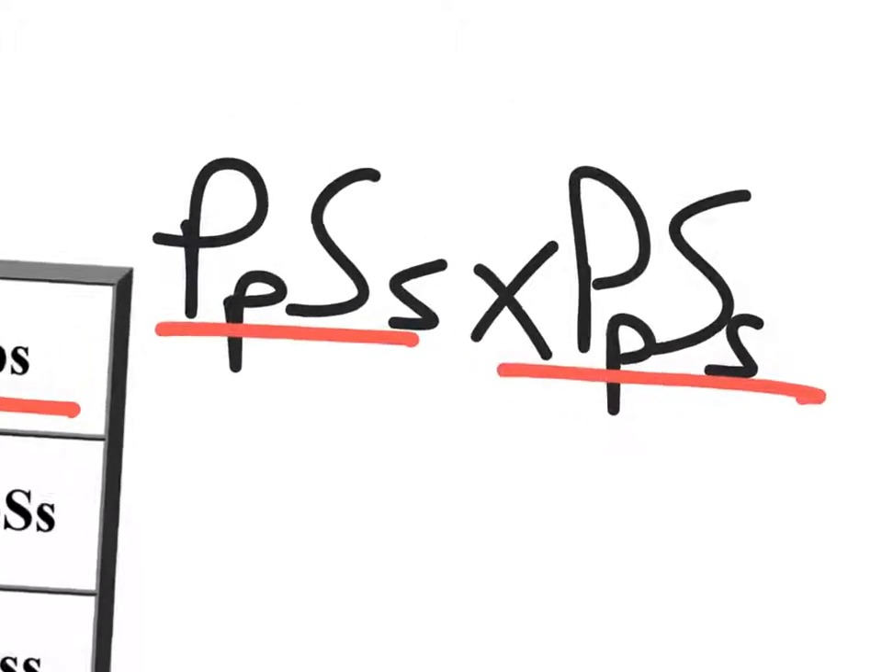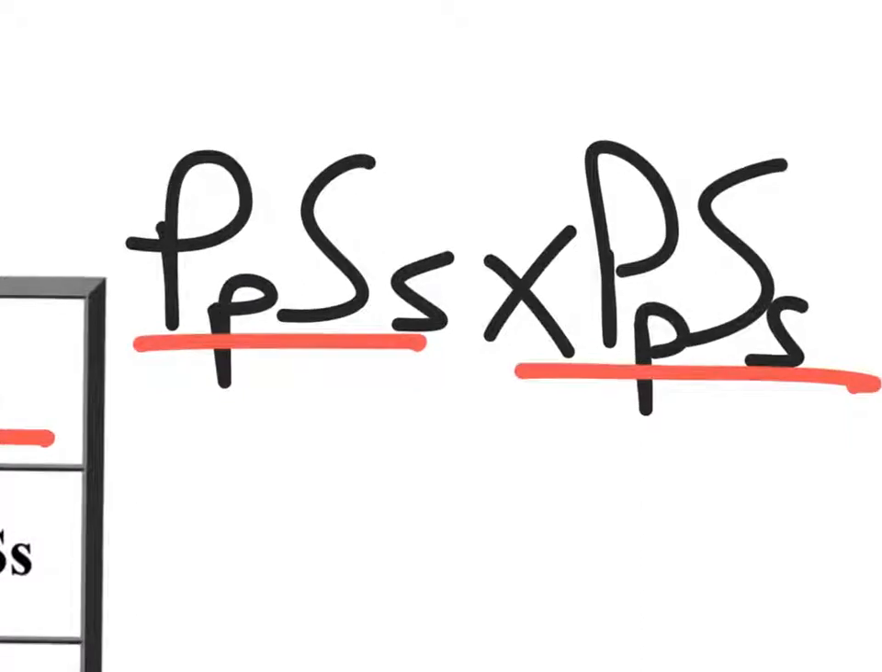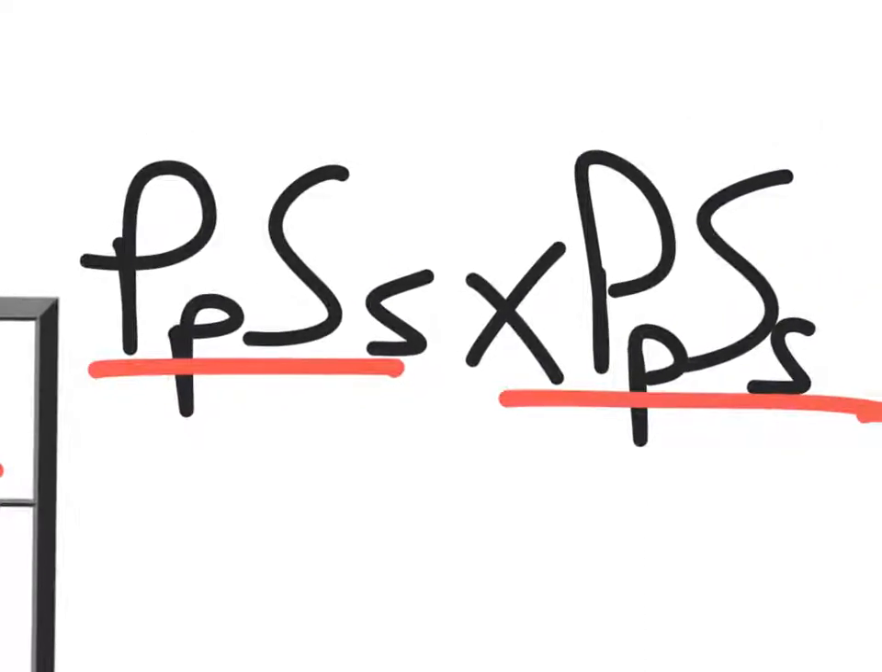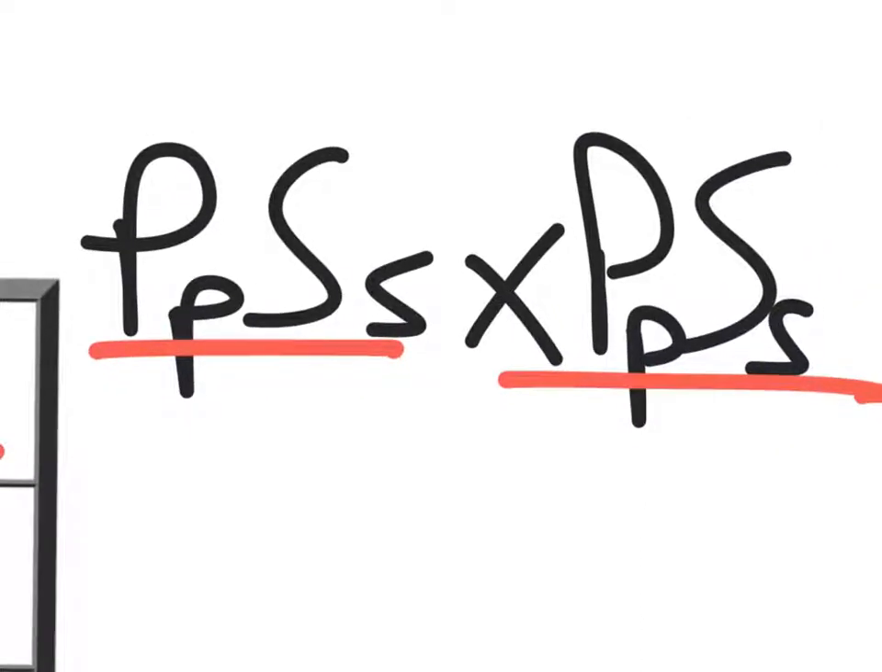Now, the reason the algebra teacher taught you FOIL, and the reason I'm using the word FOIL, is because it's really the best way to get all the possible combinations in a very clear and concise way. So, FOIL: F-O-I-L. First, outer, inner, last.